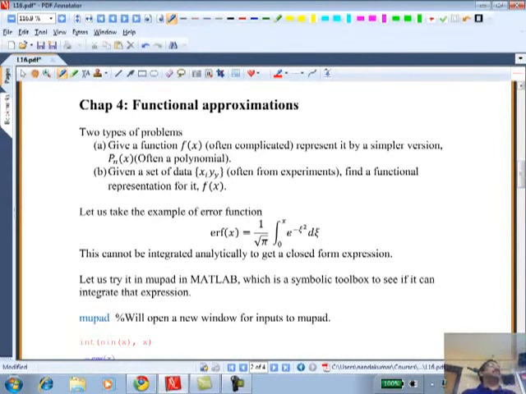What is functional approximation? We have already seen parts of it, but we want to build on that. And why do we need it? For steady-state models, we get a system of algebraic equations, nonlinear algebraic equations in the worst case. And we have seen tools for solving them.